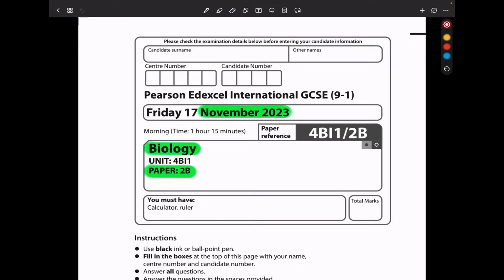Today we're doing the Pearson Edexcel International GCSE Biology Paper 2B for November 2023. Let's begin with the first question.